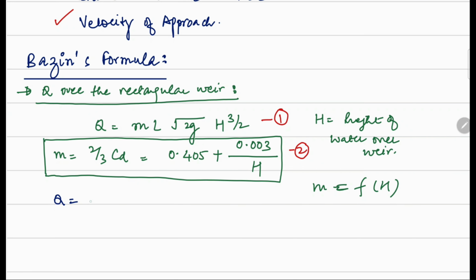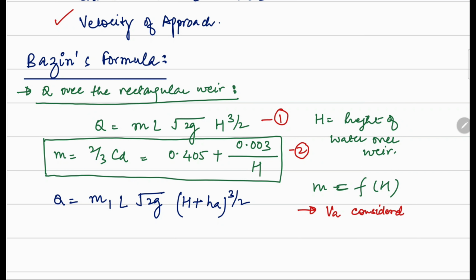Q is equal to m1 multiplied by L under root 2g, (h plus ha) raised to the power 3 by 2. You need to remember that this is only applicable when you are considering the velocity of approach. So this is your equation number 3.